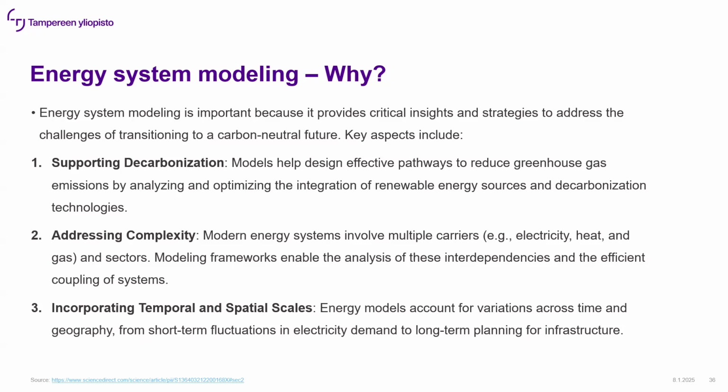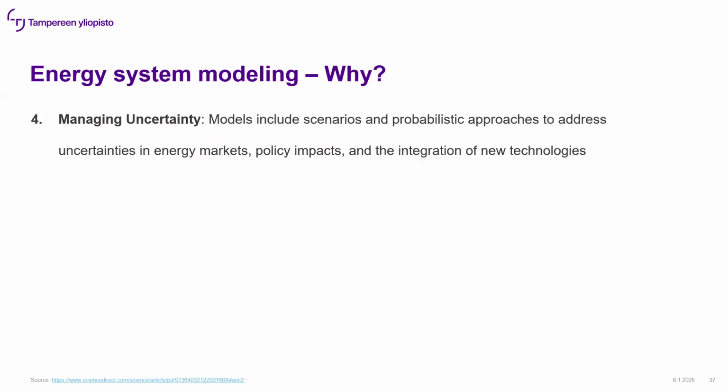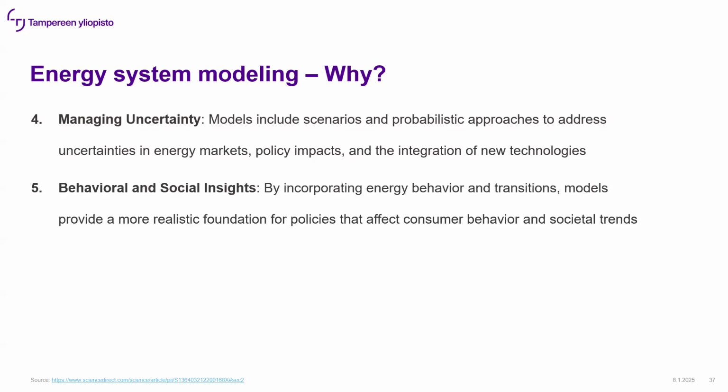Incorporating temporal and spatial scales, we can increase the resolution to a smaller scale, so we can see what happens minute by minute, or we can calculate what happens yearly in the coming years. Managing uncertainty. As you saw in the example, I had this random factor in there. I can run 1,000 simulations with a random factor and see if there's a certain event that occurs that makes my energy system fail. But you don't want to do that in real life.